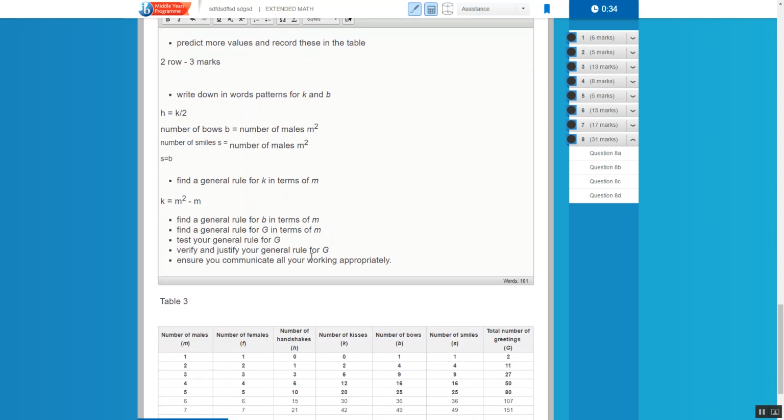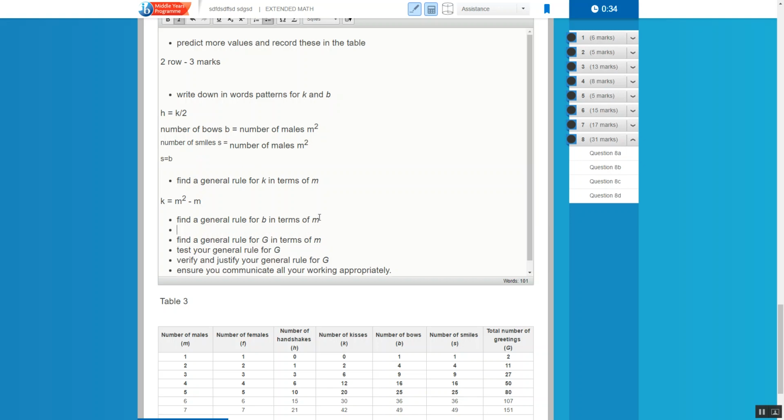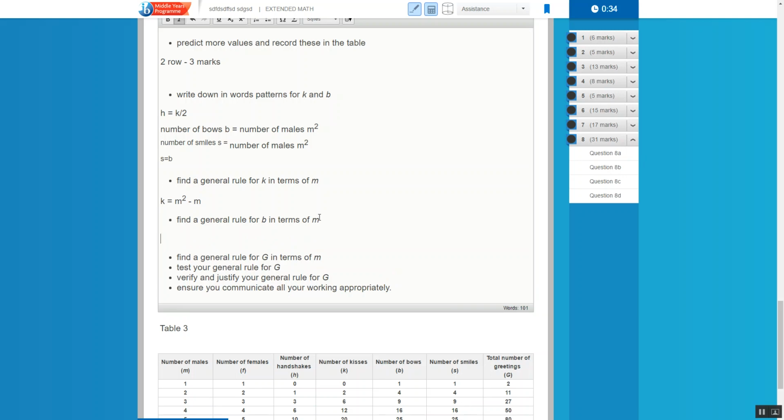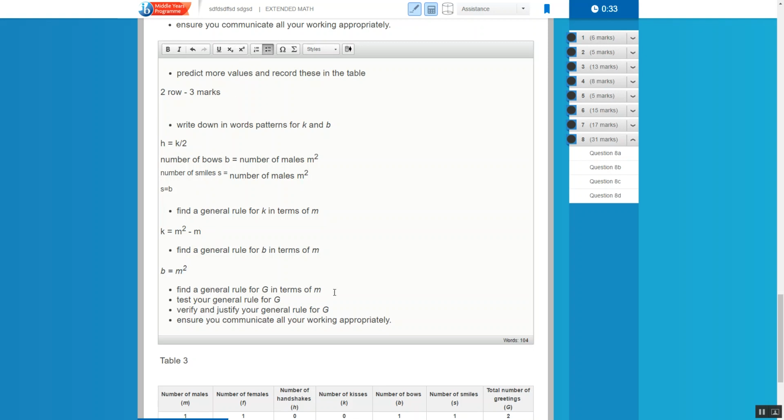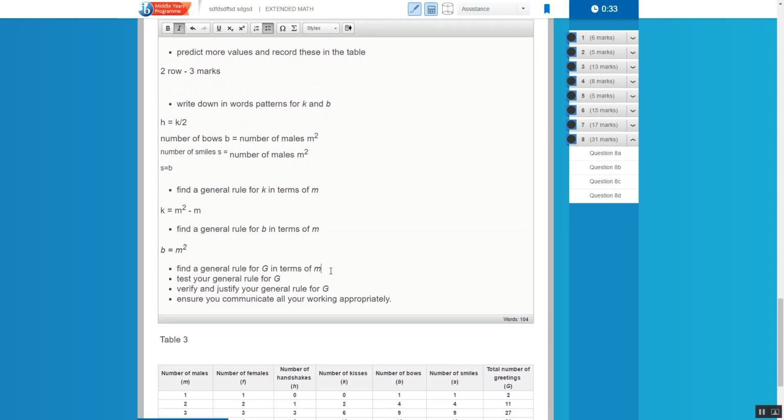What else are we after? Find a general rule for b in terms of m. Oh, we've done that here. b in terms of m. b is equal to m squared. Find a general rule for g in terms of m.